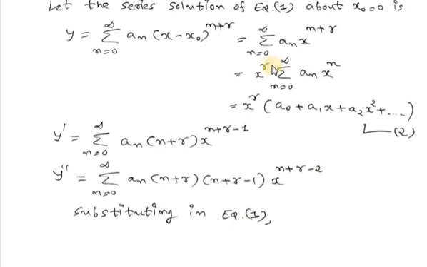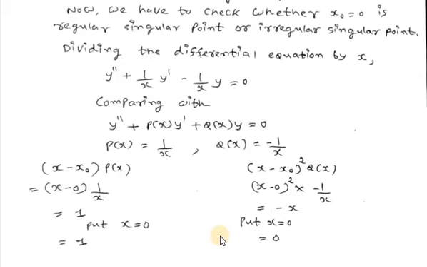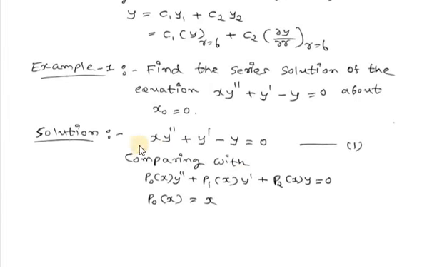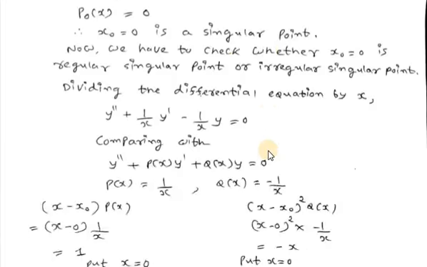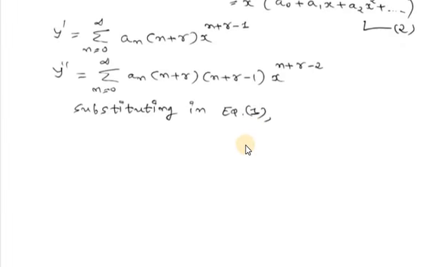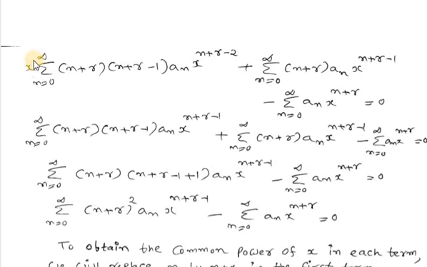Now we will substitute y, y', and y'' in equation number 1, and equation number 1 is this one. So we will multiply y'' by x, plus y' as it is, and minus y as it is, equals 0. So this is x y'', plus this is y', minus this one is y, equals 0. Now multiplying x^1 by x^(n+r-2), it will become x^(n+r-2+1), so the overall result will be x^(n+r-1).